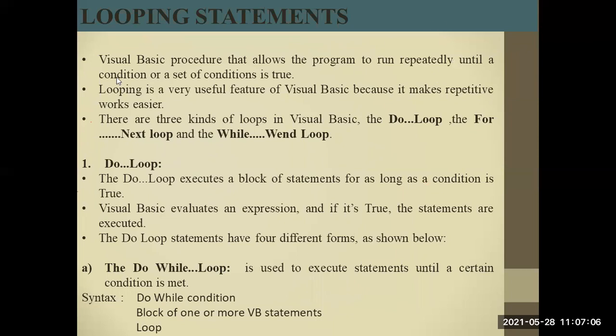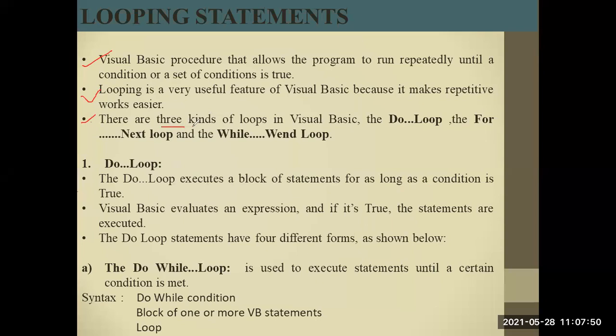So what happens here? The Visual Basic procedure allows a program to run repeatedly until the condition or set of conditions is true. Unlike other programming languages, Visual Basic also supports the looping structure. Looping is very useful in Visual Basic because it makes repetitive work easier. Basically it makes it easier for the programmer to write. Now what are the different looping structures we have in Visual Basic?